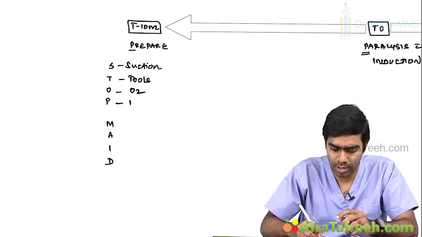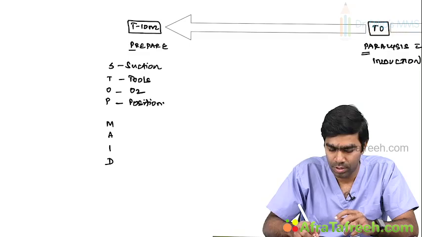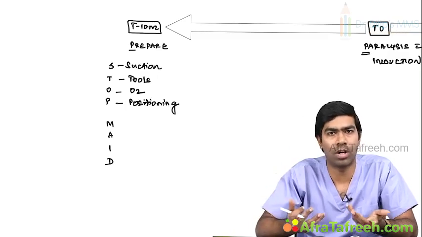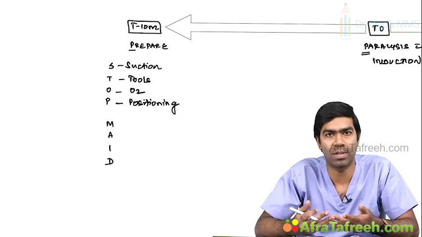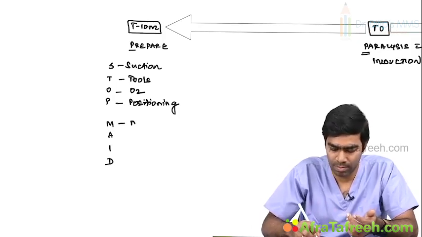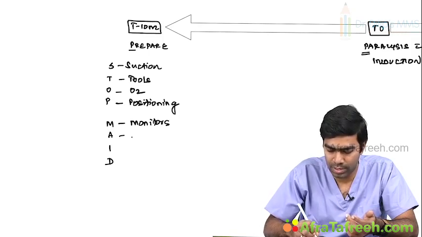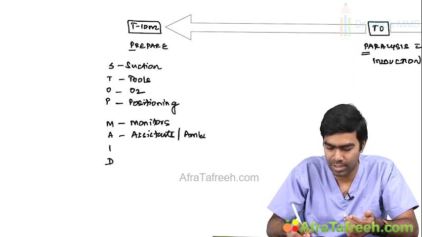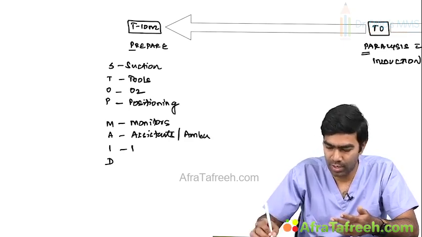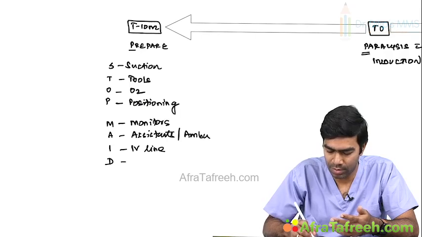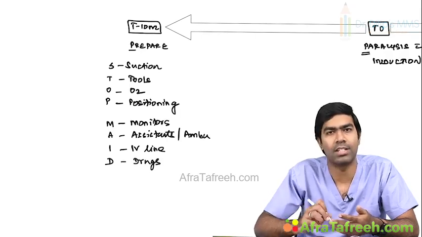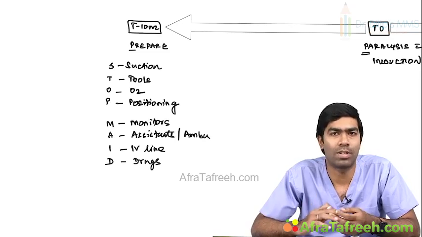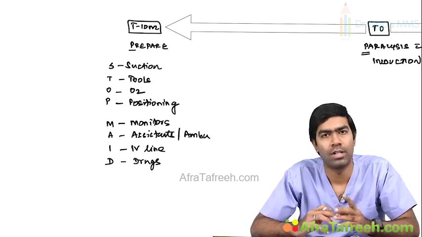Definitely. That's a no-brainer. P stands for positioning tools. Now, like you need sniffing position, isn't it? For that, you need to put the pillow or towel under the head to make the patient be in sniffing position. So definitely yes, you need them. M stands for monitors. Obviously yes. A stands for assistance. Intubation is not a single man procedure. You need a lot of people around. So assistance and ambu. And I stands for IV line. No brainer again. Otherwise you can't give the drugs. And D stands for the drugs. Sedating agents like ketamine or propofol, whatever you prefer. And your neuromuscular blockers. The typical neuromuscular blocker of choice here is scolin, SUX.